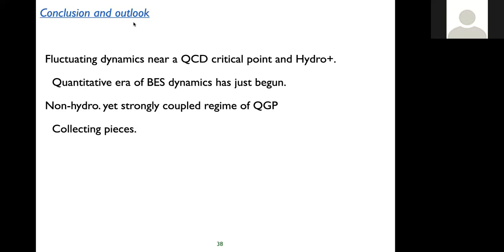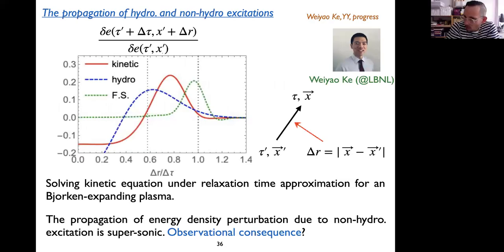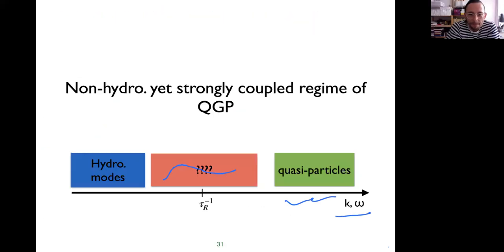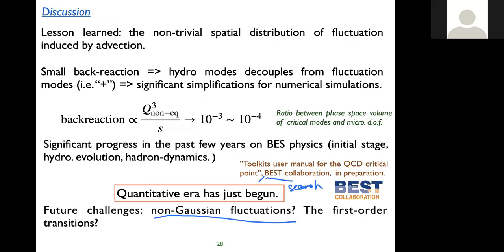Yeah, I have a question, David. So I'm just trying to understand the main conclusion of your discussion. You argued that the back reaction of the slow modes on the hydro variables is small. But yet you cannot ignore those slow modes because they have an important effect on other observables, like cumulants, etc. Is that the message?